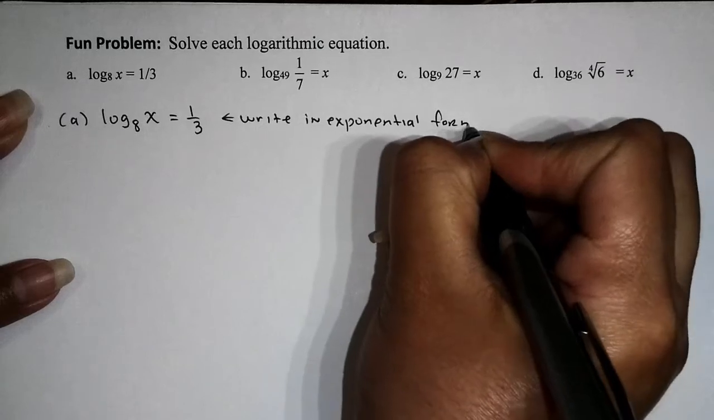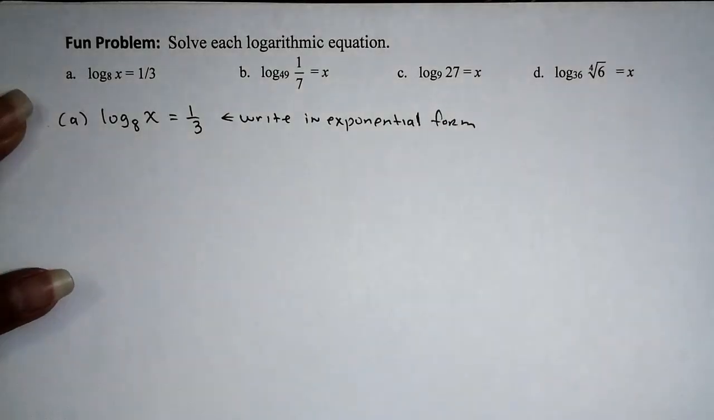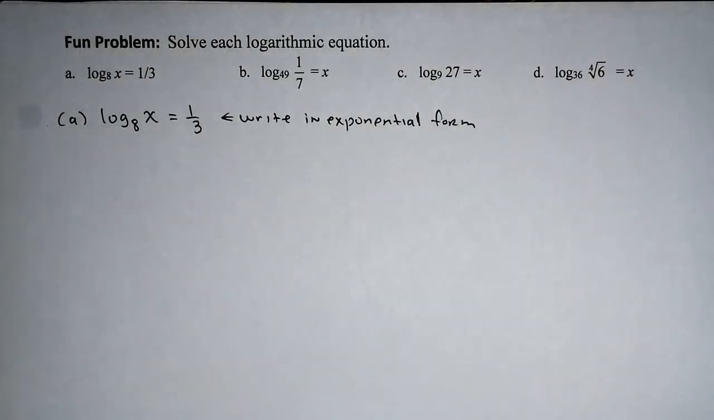And the question is, now I have to remind myself, how are we going to write this in exponential form? We can remember that if logarithm base b of x equals y, then b to the y equals x. I'm not even sure if I remembered that correctly because I don't memorize it like that. Instead, I prefer to remember it with words.